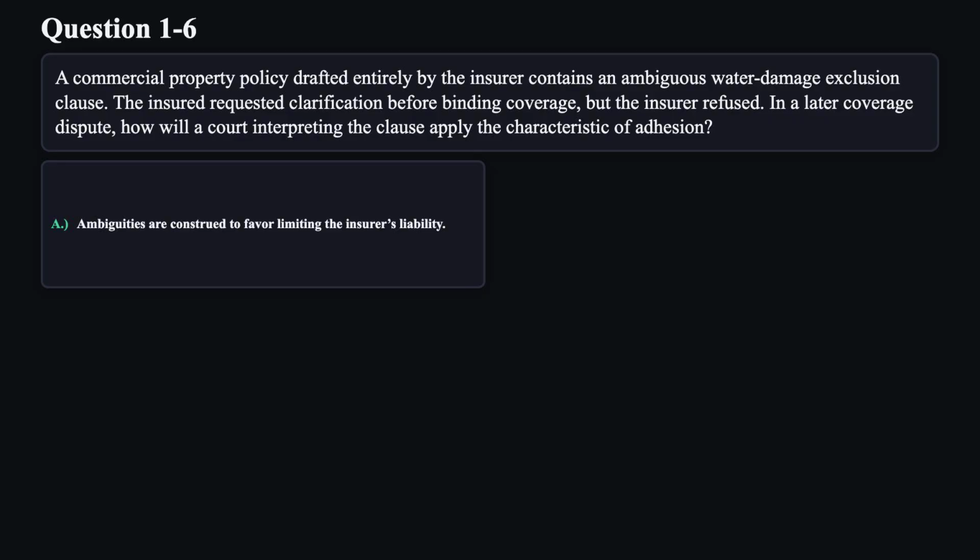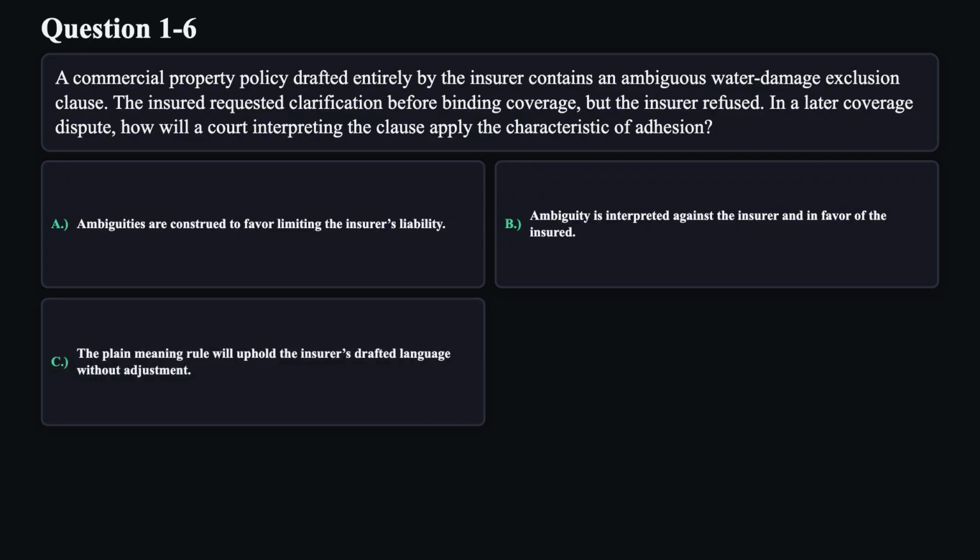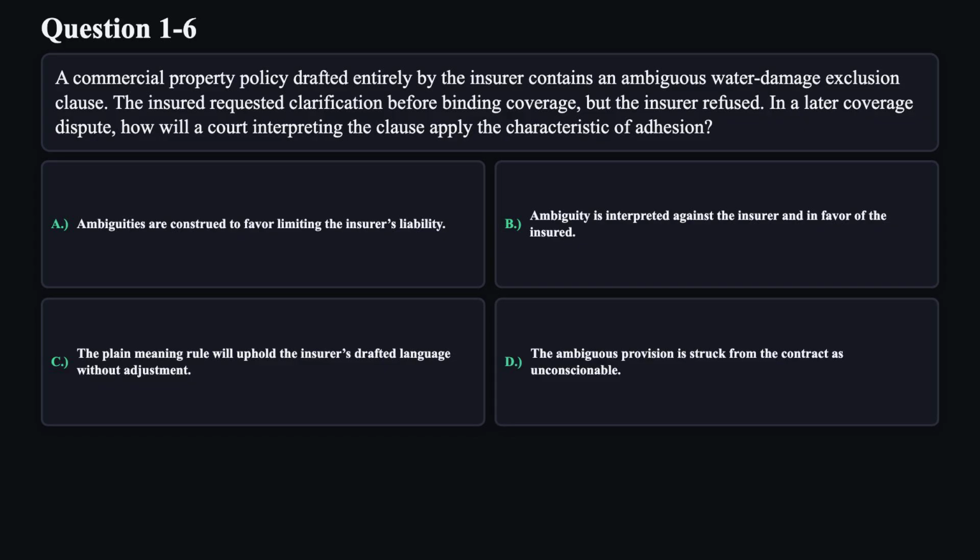A. Ambiguities are construed to favor limiting the insurer's liability. B. Ambiguity is interpreted against the insurer and in favor of the insured. C. The plain meaning rule will uphold the insurer's drafted language without adjustment. D. The ambiguous provision is struck from the contract as unconscionable.